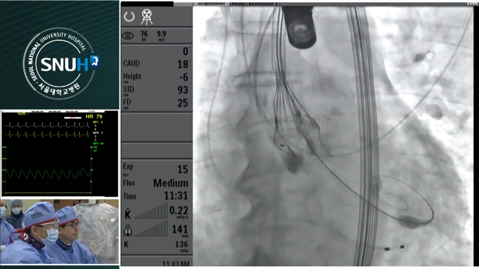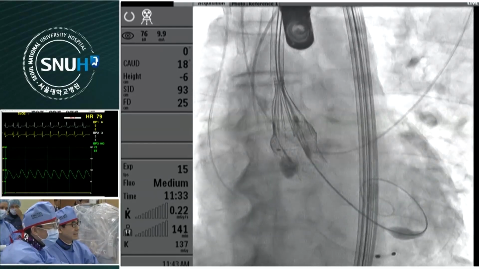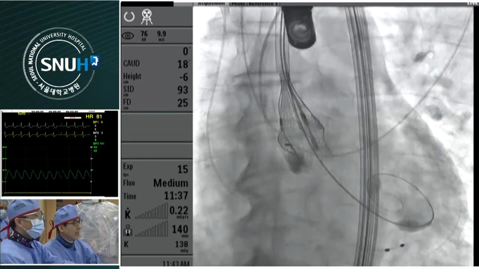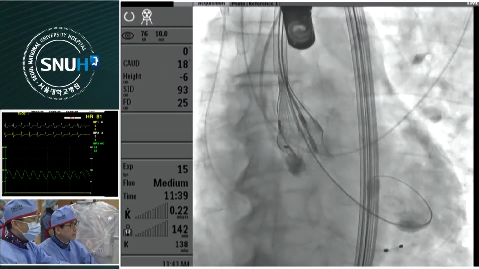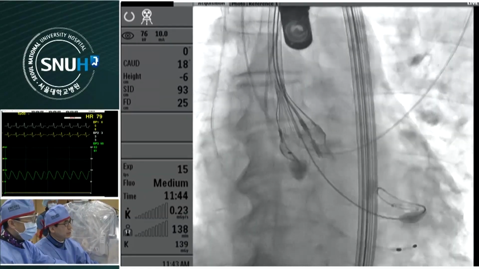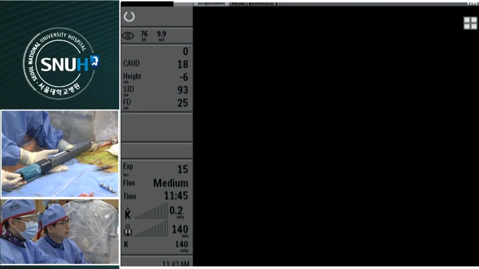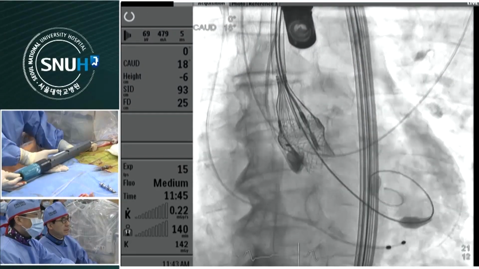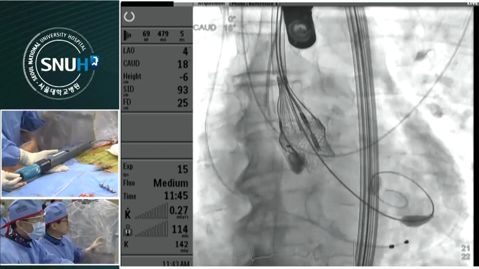Deploy, deploy. Just 5 minutes. Now is the time to do a lead-in assessment. A little bit high, but it looks good. Right fork is good.